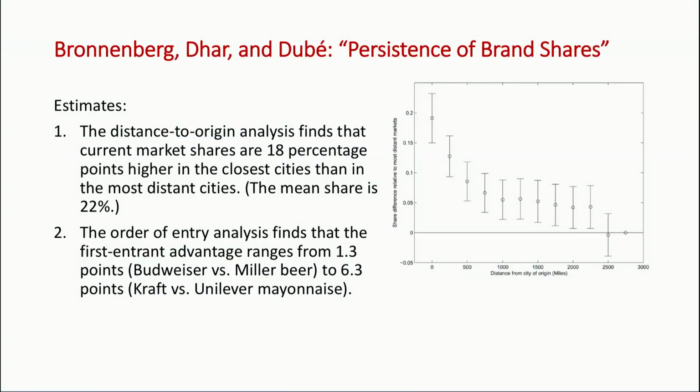And then the second part of the analysis is about whether your market share is higher in the cities that you reach first versus second, relative to your biggest rival. These numbers are more moderate, and they range across products. For Budweiser versus Miller beer, there's not that much difference between Bud and Miller market shares in the United States. On average, whoever got there first is doing 1.3 percentage points better than whoever got there second. In the mayonnaise example, who got there first versus second is 6.3 percentage points.